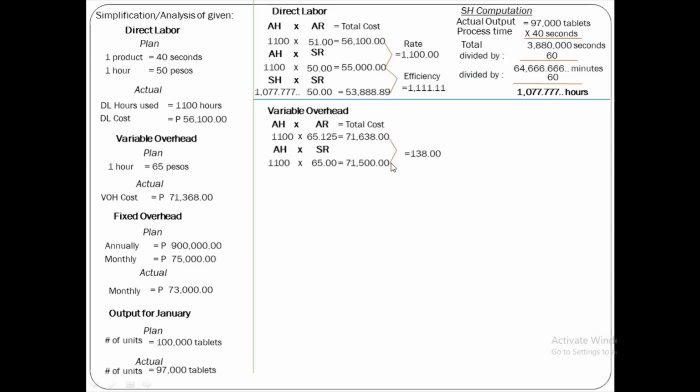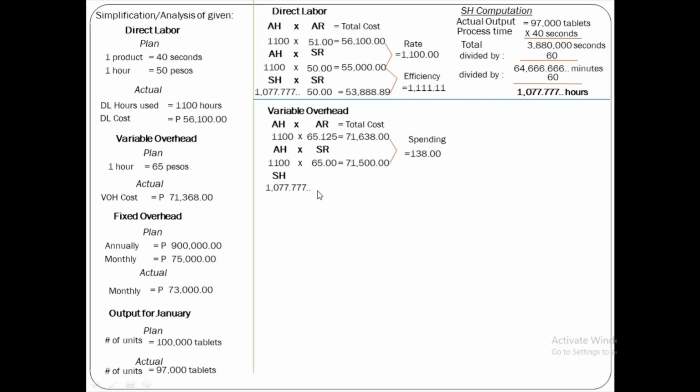What do we call that? If in the materials, the first and the second result in price variance, and in the direct labor, the first and the second result in the rate variance, in here, it results in what we call spending variance. So it's like they are peso symbols: price, rate, and spending. And the last is standard hours, which has already been computed here.